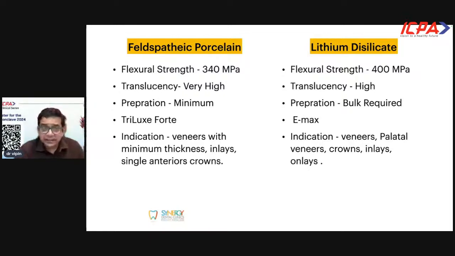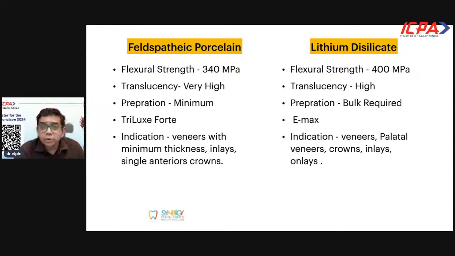Flexural strength of feldspathic ceramic is 340 MPa, which is very much close to the enamel. You always remember it. This strength is what we desire to give to most of our patients, because we want to give enamel on our patients, right? So feldspathic porcelain or Trilux 4 will always be very close to enamel as compared to other materials available.